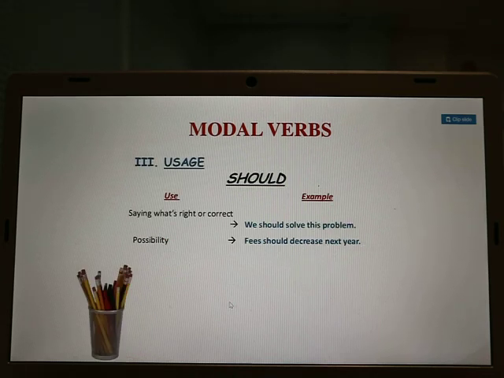Third, should. You can use it by saying what is right or correct, or by possibility, like we should solve this problem. Fees should decrease next year.